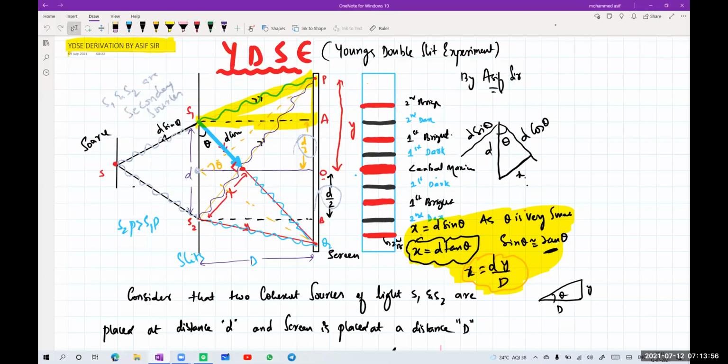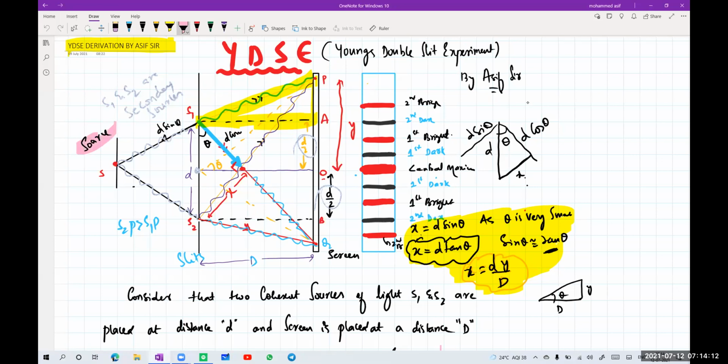YDSE experiment. YDSE is known as what, beta? Young's double slit experiment. So what is the basic setup of this experiment, beta?